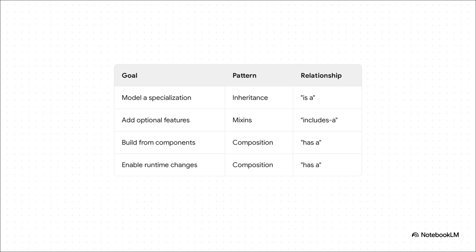When you need to model a true specialization, a genuine is-a relationship, go ahead and use inheritance. When you just want to add some optional features to a class, think about mixins. That's your includes-a relationship. And for pretty much everything else, especially when you need flexibility or want to build things from components, you're going to want to reach for composition. The good old has-a relationship.